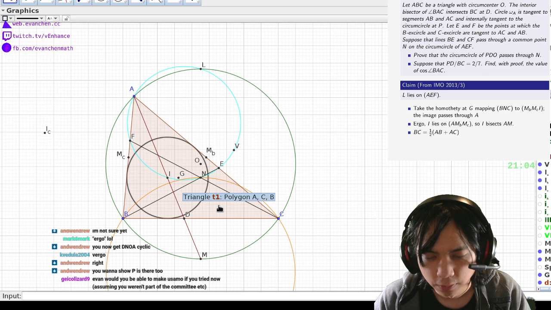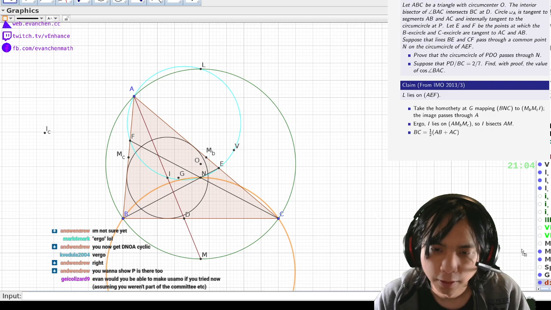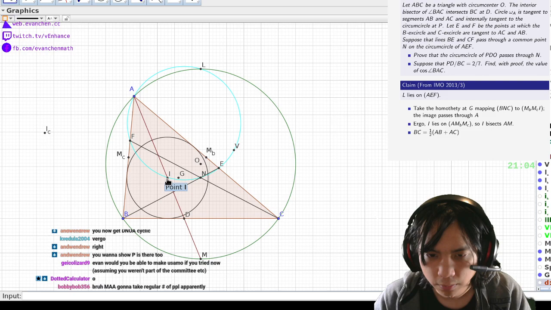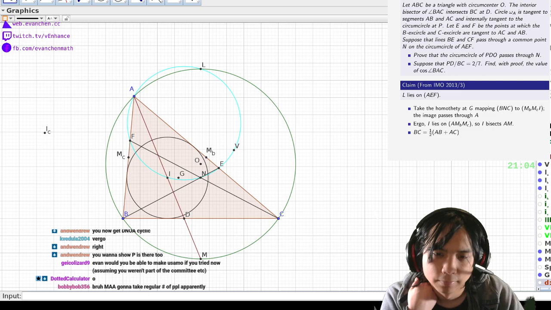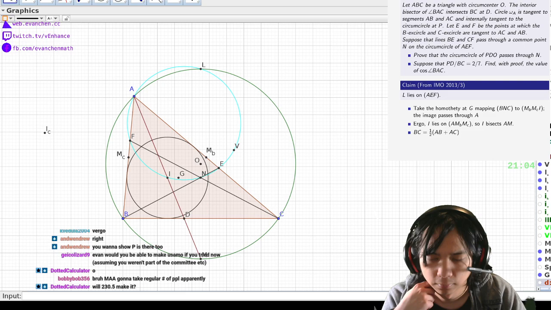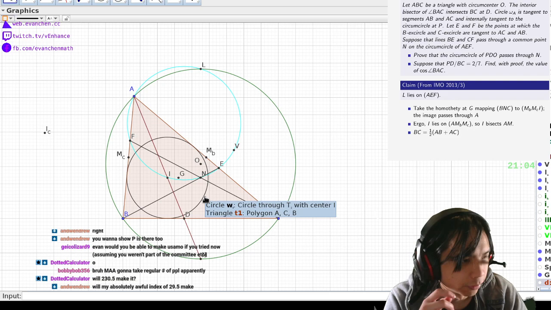Okay, let's hide the orange circle again. Why does that lie there? Hang on. How do I get I on the light blue circle?